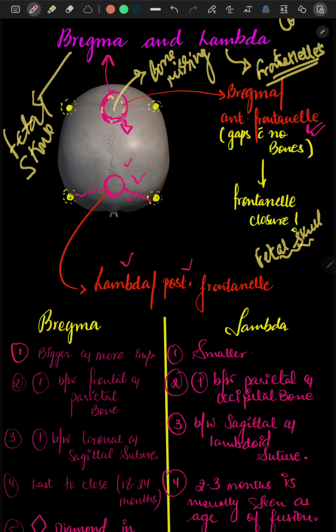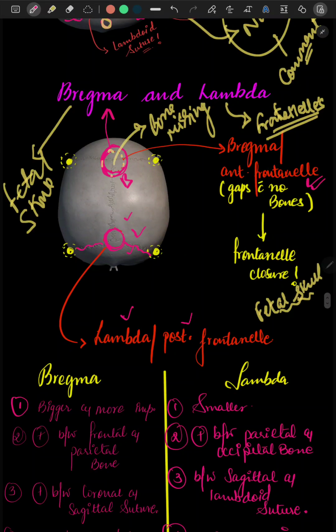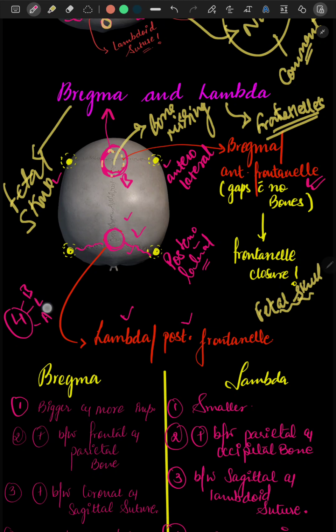Other than bregma and lambda, there are certain lateral fontanels also, the anterolateral and the posterolateral. This is anterolateral, so this is lateral and also anterior. These are the anterolateral fontanels on each lateral side of the skull, and this is going to be the posterolateral. So in total we are talking about 4 fontanels right now. First is bregma, then lambda, then anterolateral, and then posterolateral.